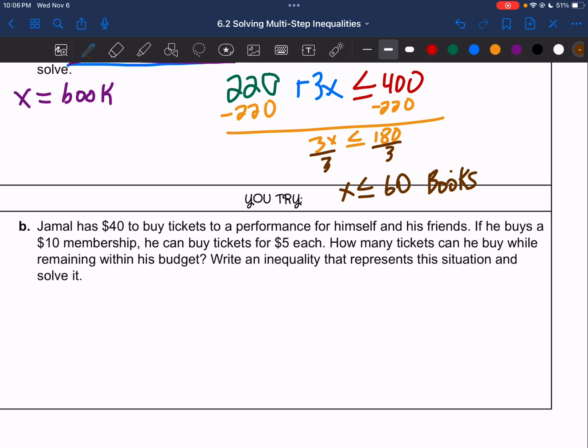All right, letter B, we have Jamal. And Jamal has $40 to buy tickets to a performance for himself and his friends. If he wants to buy a $10 membership, he can, and then he can buy tickets for $5 each. And we want to know how many tickets he can buy while remaining within his budget. So our variable for this, x, is going to be equal to number of tickets.